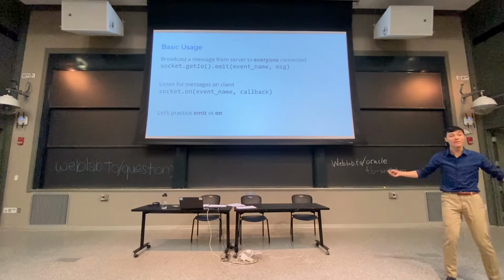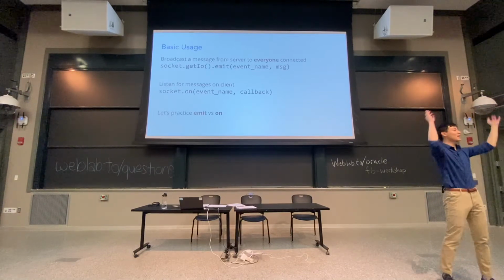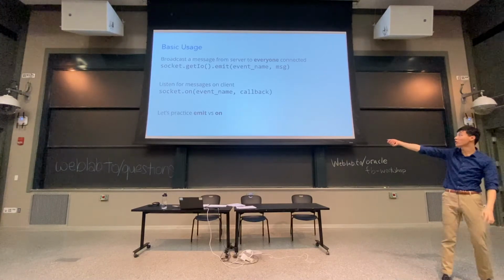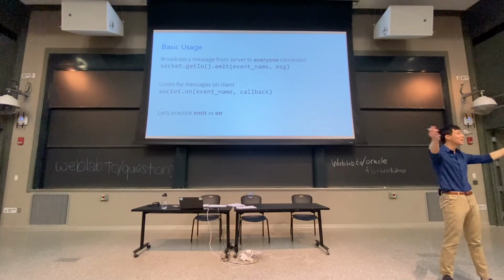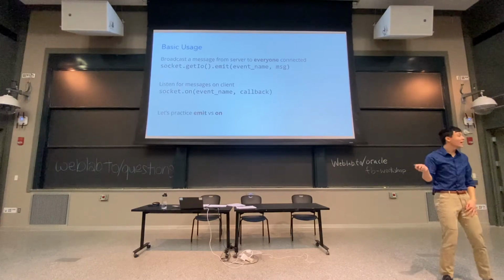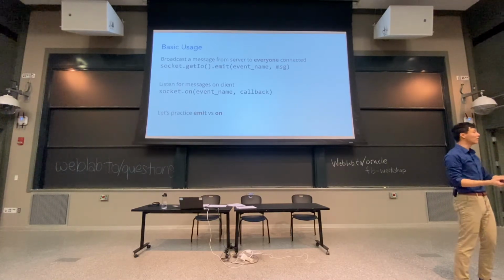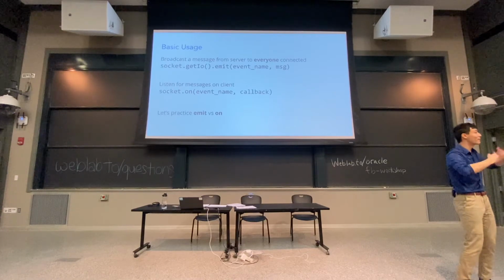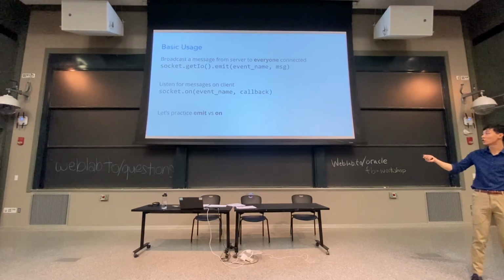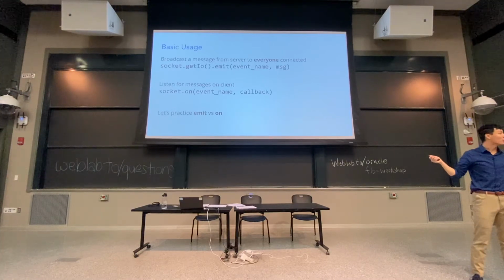Socket.getIO.emit will emit from the server to everybody currently connected to the server. So if you call this function, it'll just emit out an event to everybody. This thing, if you call it on the client, it's going to start up a little listener that constantly listens for the message. It just sits there and waits. And then when it receives this message, it'll run this callback function.